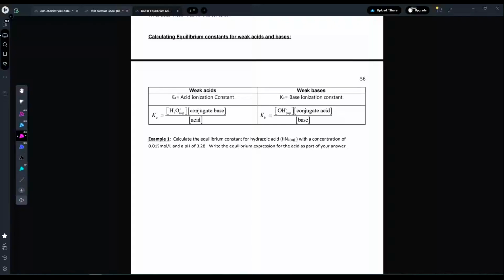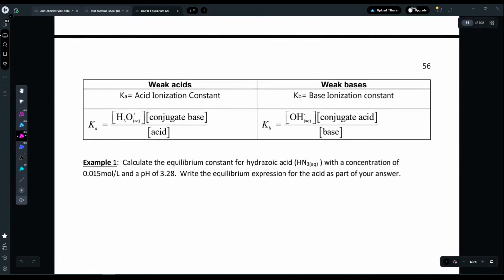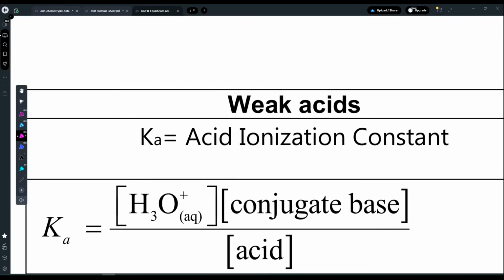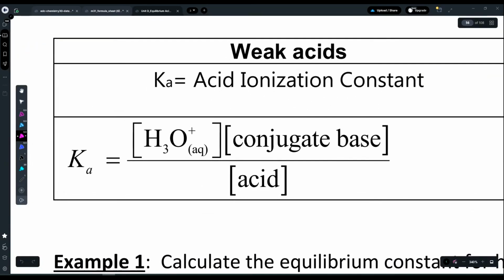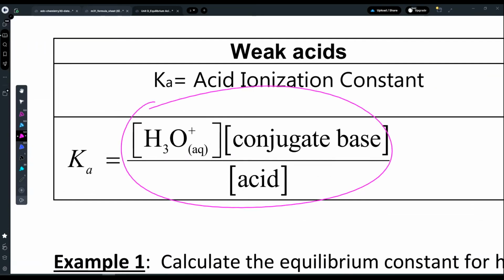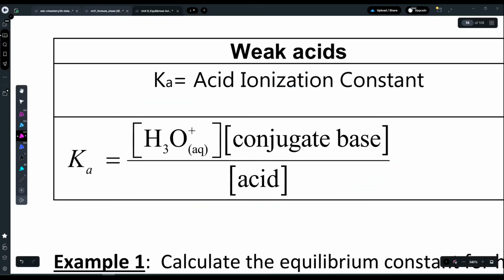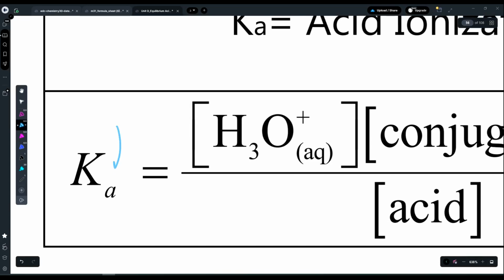In this video, we're going to go over how to calculate equilibrium constants for weak acids and weak bases. So for weak acids, to describe the equilibrium constants specifically for weak acids, we're going to use Ka. That's the acid ionization constant, and the equilibrium law expression for it is going to be this. Our products are hydronium and whatever the conjugate base of the acid is, divided by the acid. Let's write a little note here that this little a stands for acid.